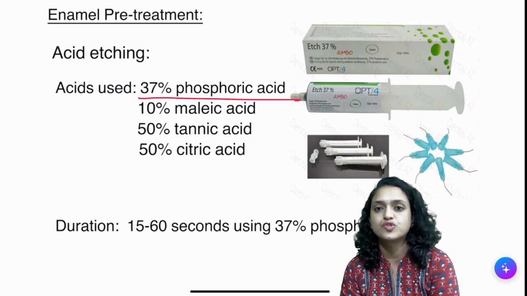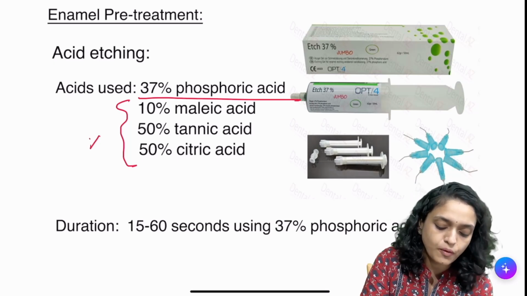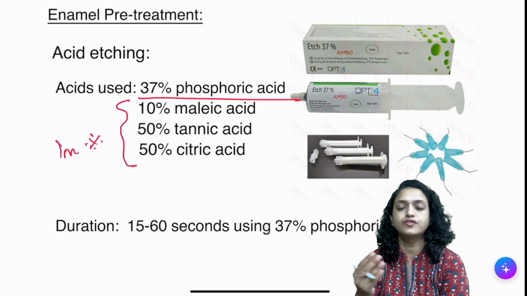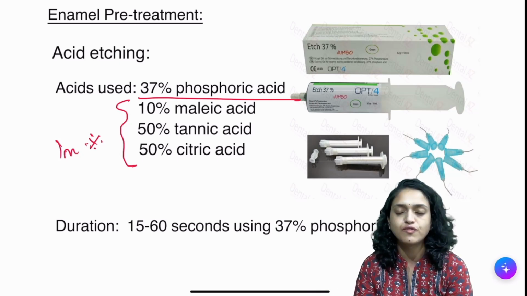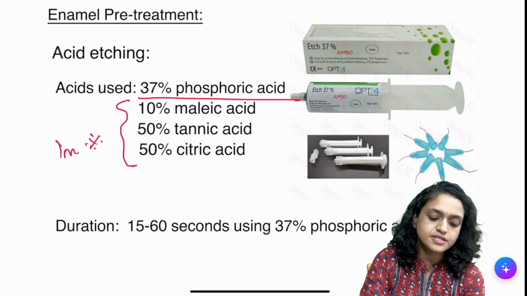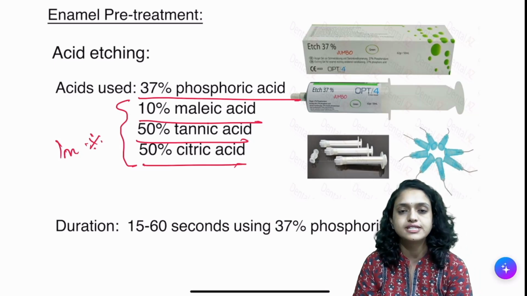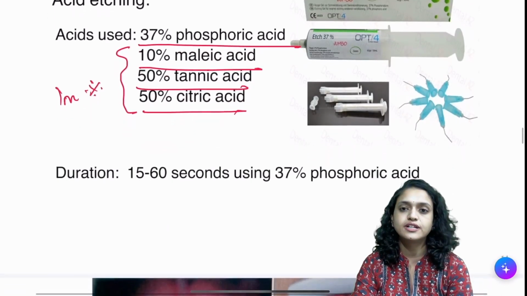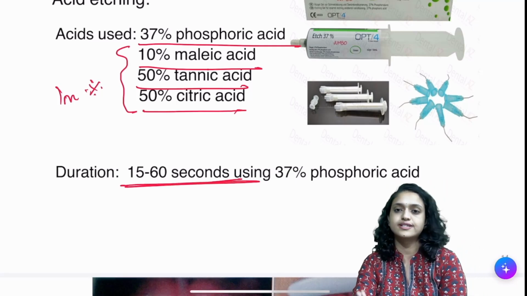If 37% phosphoric acid is not available, you can use other methods also. This is an important 1 mark question. It's usually asked which one of the following acids is used for enamel pre-treatment, or which one of the following is not an acid used for enamel pre-treatment. 10% malic acid, 50% tannic acid, and 50% citric acid can all perform similar to 37% phosphoric acid. Usually 37% phosphoric acid can be etched on the tooth surface for 15 to 60 seconds.